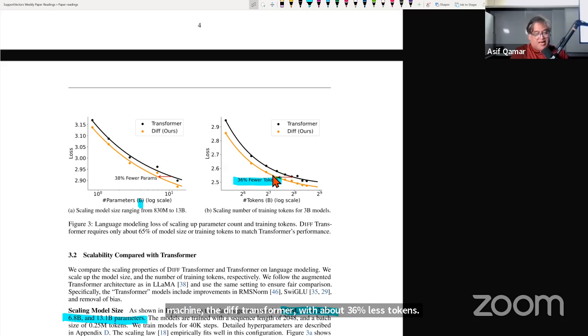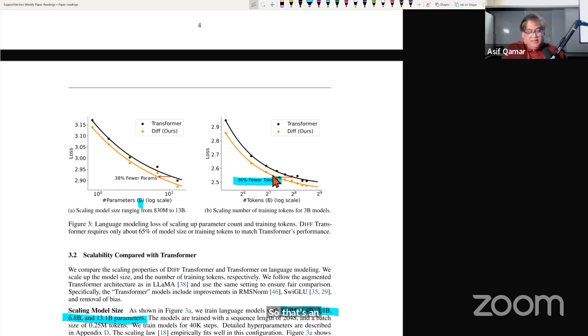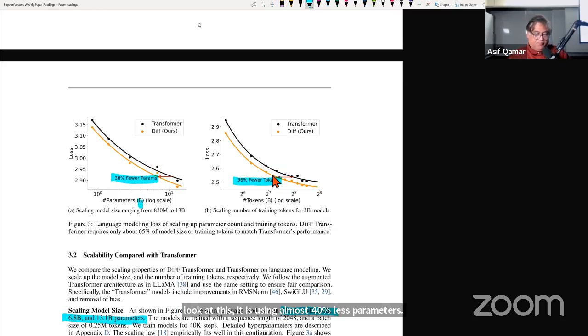So that's an interesting result, that you need a smaller model. For example, if you look at this, it is using almost 40% fewer parameters. Nevertheless, it's able to achieve pretty good results.